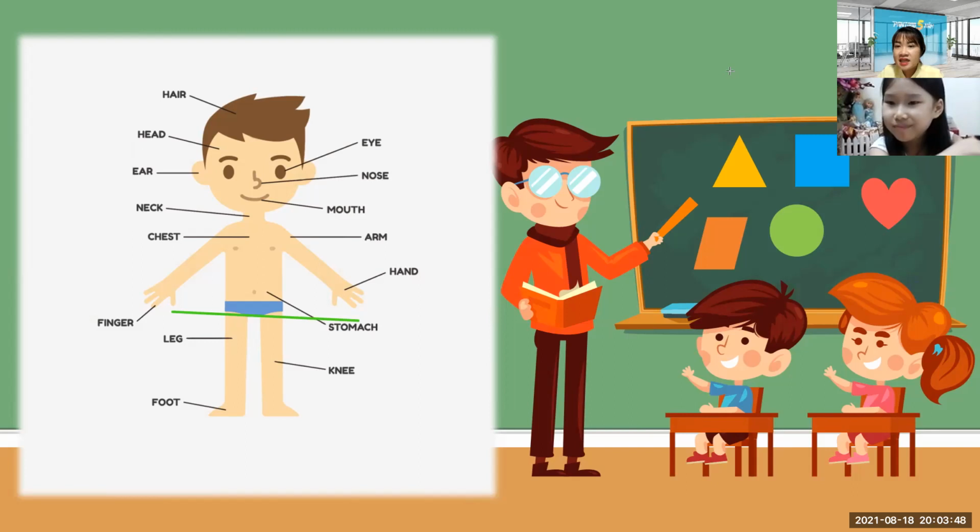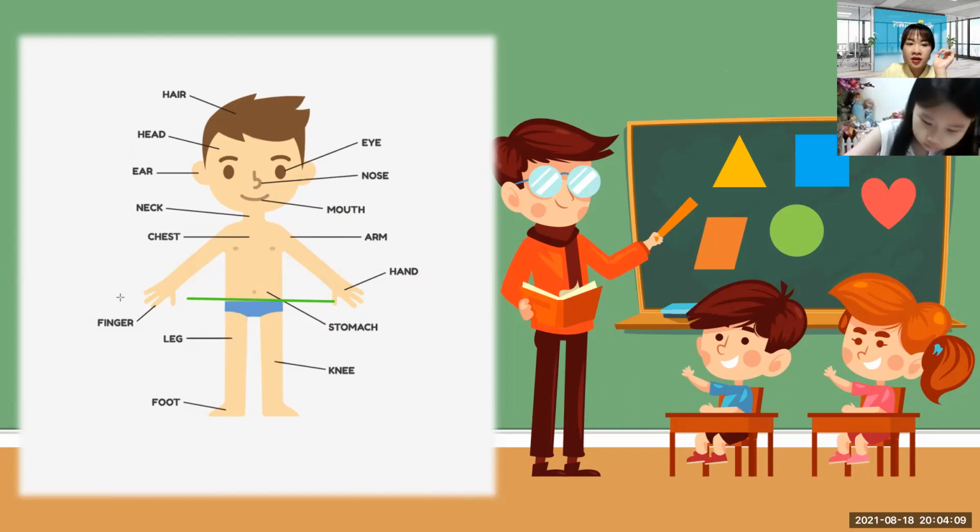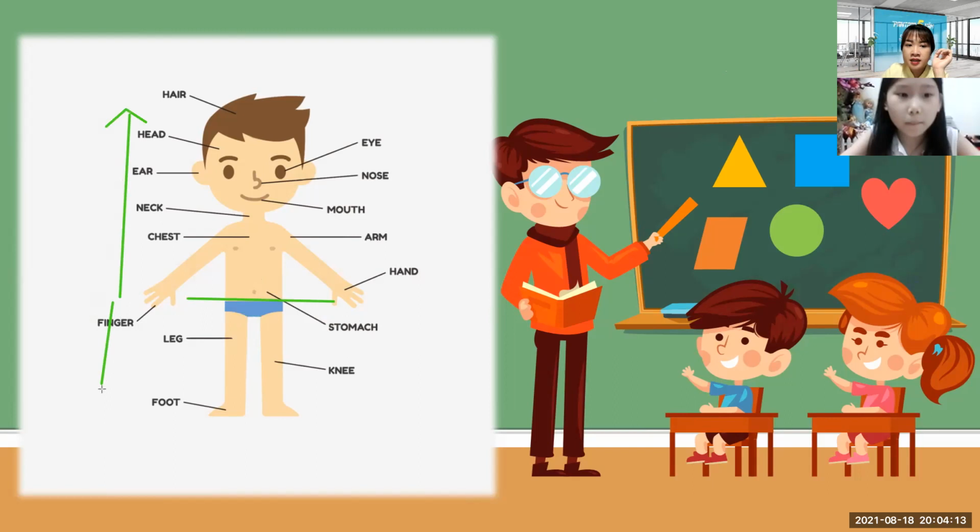Actually, when we talk about clothes, we have 3 kinds of clothes, right? The bottom part, the top part, and the top and bottom together, because clothes are different. They cover our body. But look at this one. For the body, we just separate into 2 big parts: the top part from the waist up, and the bottom part from the waist down.